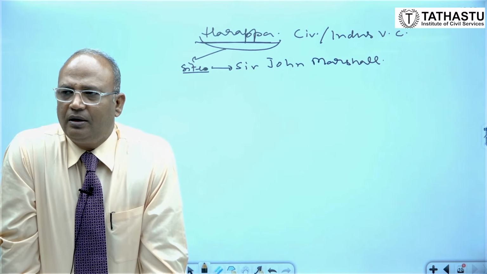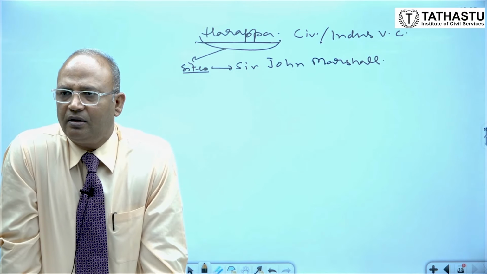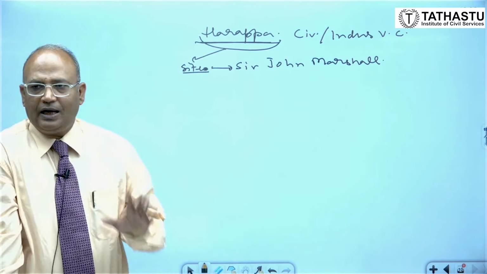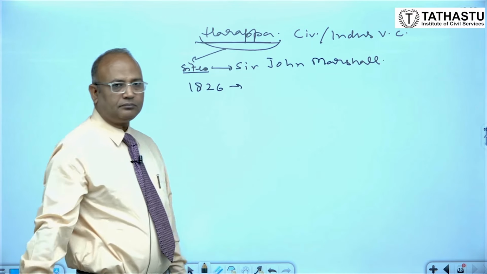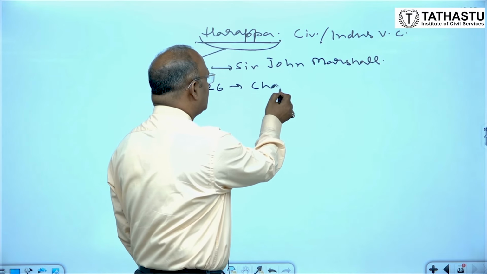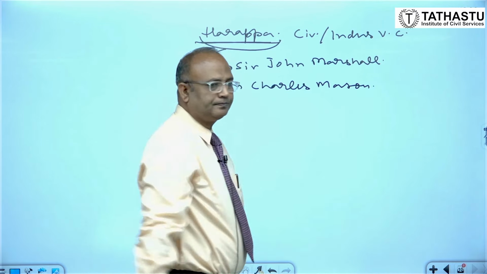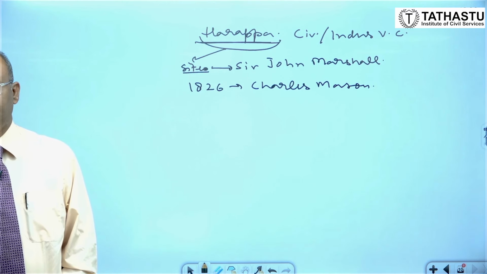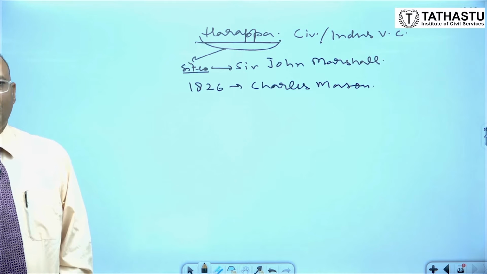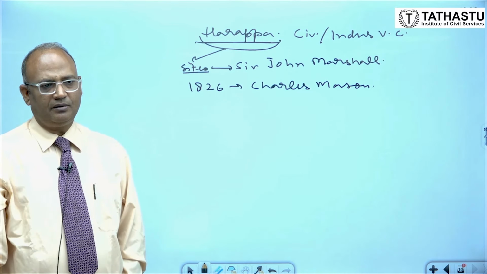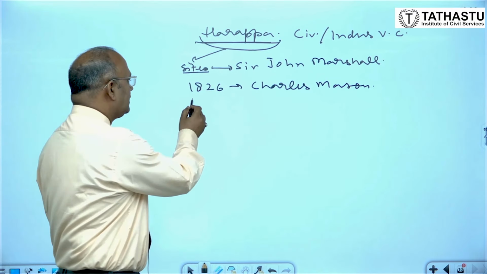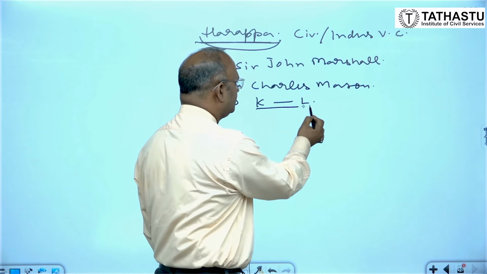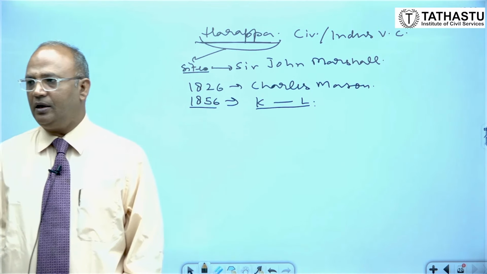Now there is a big question: who discovered Harappa civilization? Nobody discovered it; by chance we discovered Harappa civilization. Actually, in 1826 there was a man, Charles Mason, a British traveler. He visited many parts of India, and when he passed through many sites by chance, he suggested there might be some kind of civilization. Then in 1856, when a railway line between Karachi and Lahore was going to be laid, because the railway line started in India in 1853.